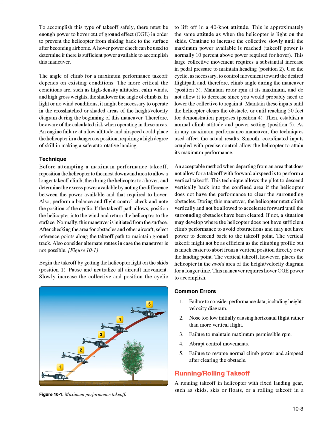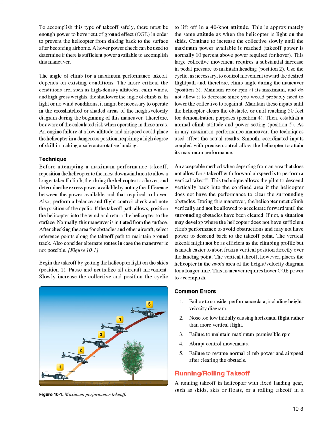Normally, this maneuver is initiated from the surface. After checking the area for obstacles and other aircraft, select reference points along the takeoff path to maintain ground track. Also consider alternate routes in case the maneuver is not possible. Figure 10.1, begin the takeoff by getting the helicopter light on the skids, position 1. Pause and neutralize all aircraft movement.